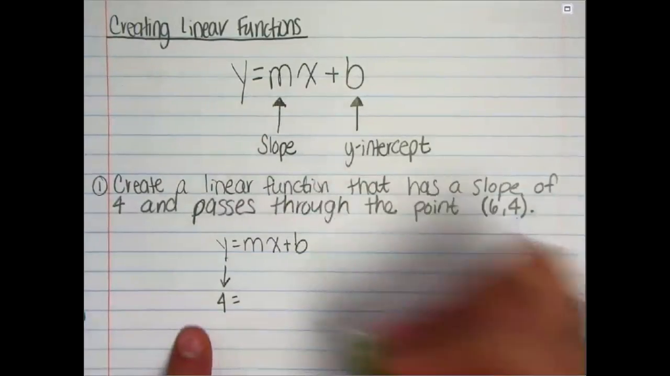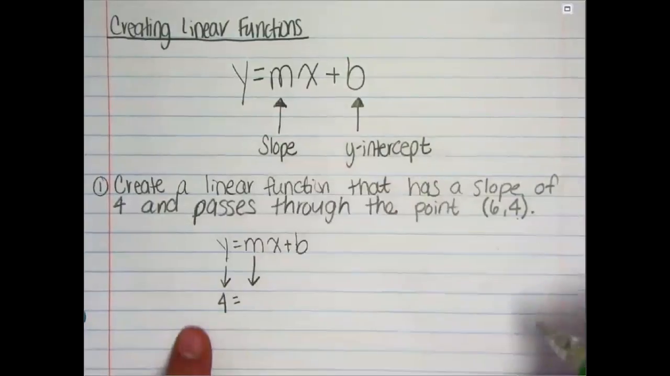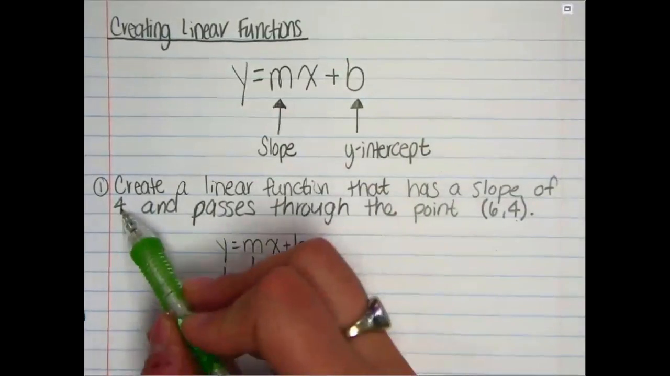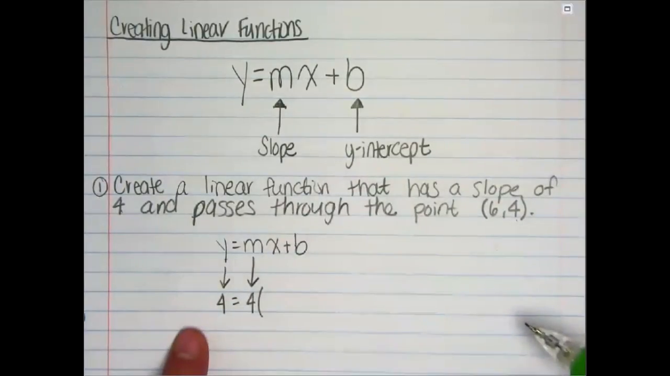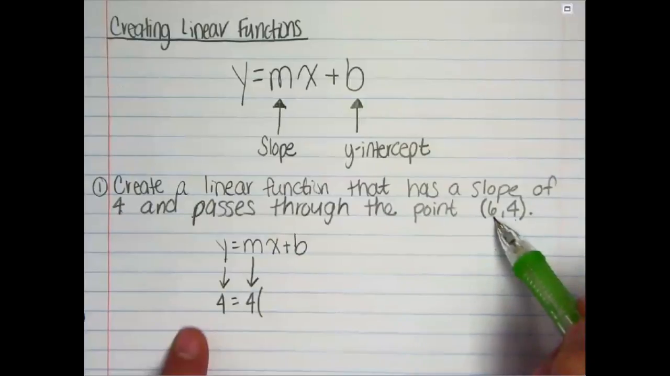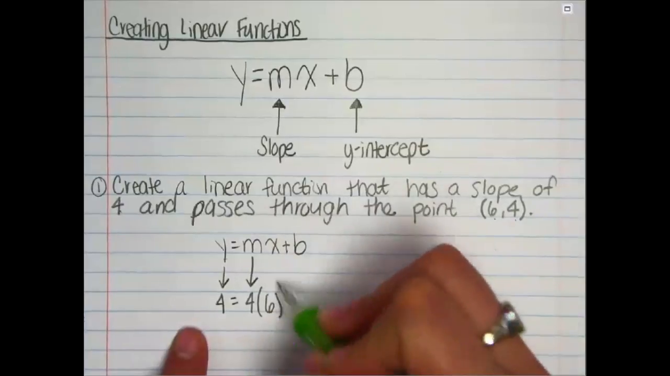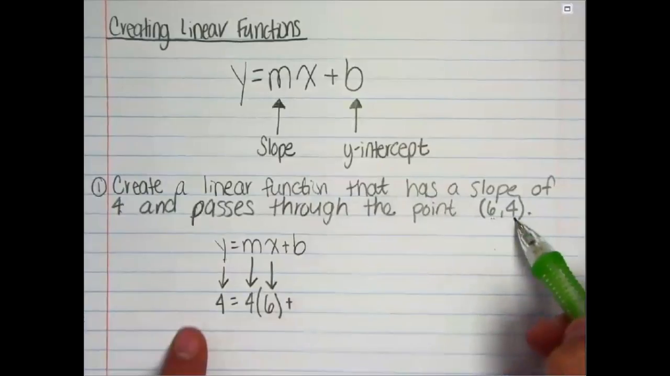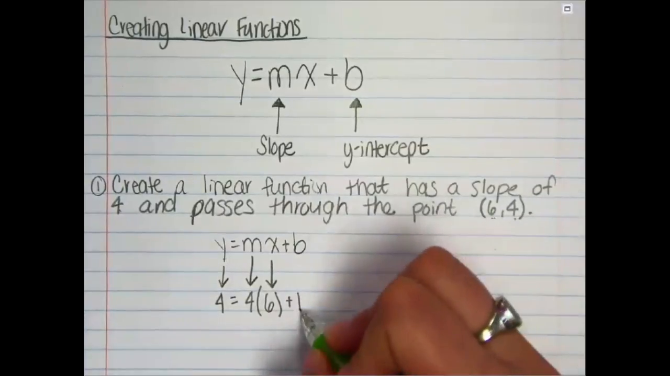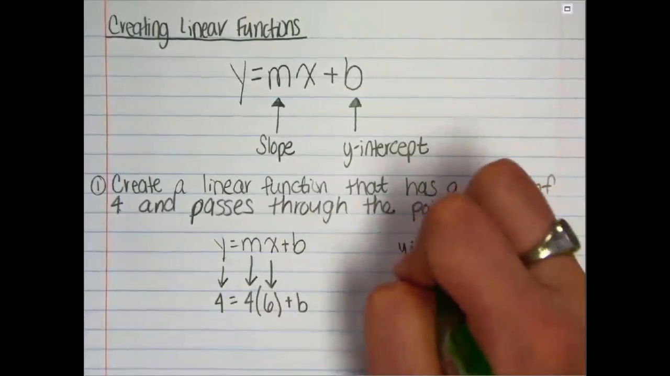Yes. Was I given an m value, or a slope? What was that value? 4. Was I given an x value? What is that x value? 6. Because ordered pairs are always written x comma y. And was I given a b value? No.